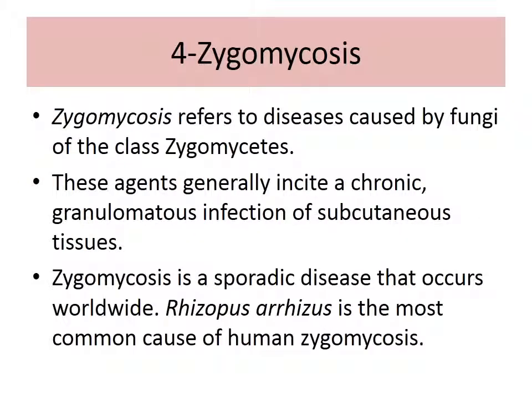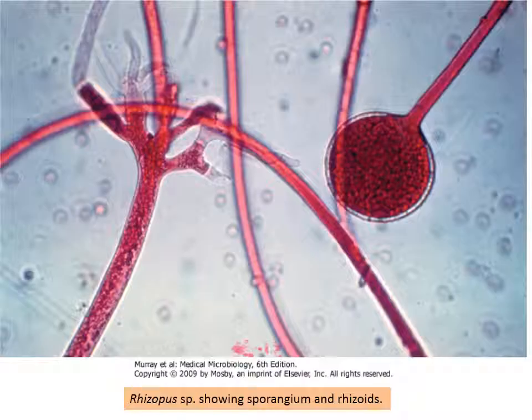The last of the series of these infections is Zygomycosis, and again it is caused by fungi in the class of Zygomycetes. These basically give a chronic granulomatous infection of subcutaneous tissue. The disease happens worldwide. The most common cause of human zygomycosis is Rhizopus arrhizus. So Rhizopus arrhizus is the most common type causing human disease.